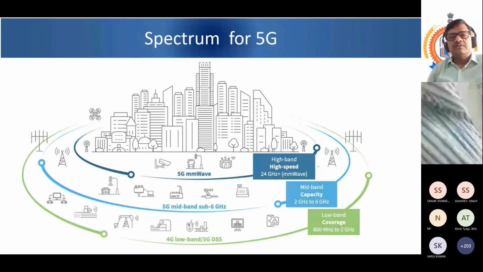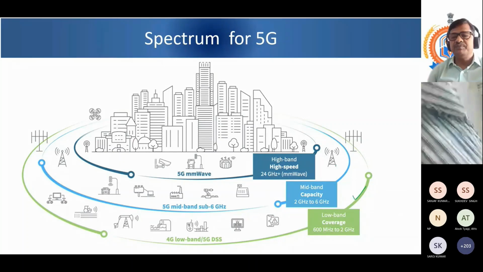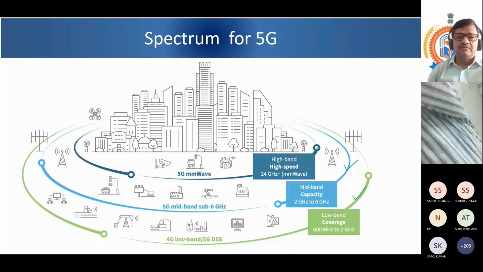Okay, so as you can see in this picture also, the lower side of the band will be for rural coverage, mid band will be for capacity, and high band will be for very extreme capacity, that is the millimeter wave, that has been pictorially depicted.